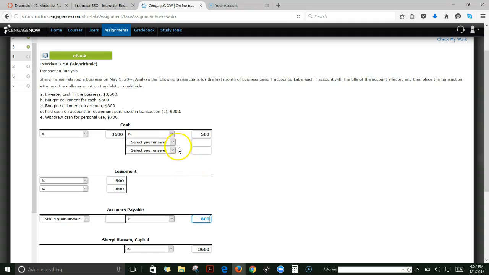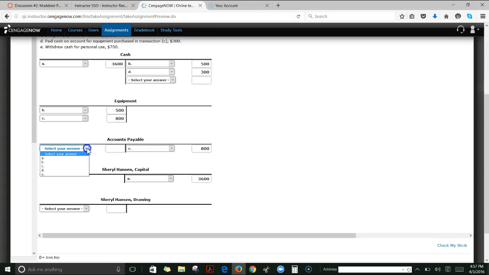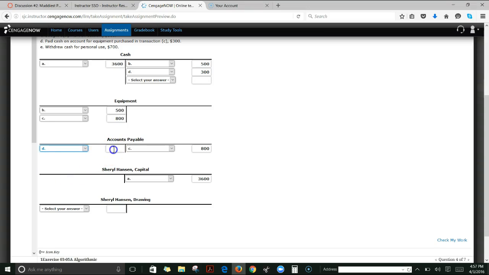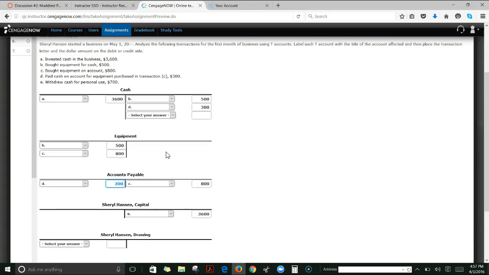D, you paid cash on account, so I'm going to go ahead and do D. Paid cash always means that I'm decreasing my cash, and I paid it on that equipment. I didn't pay the whole amount. I only paid $300 on that amount that I owe, so I go down here and I put D and $300. I owed $800. I'm now paying $300, so of course the balance on that account is $500 that I still owe.